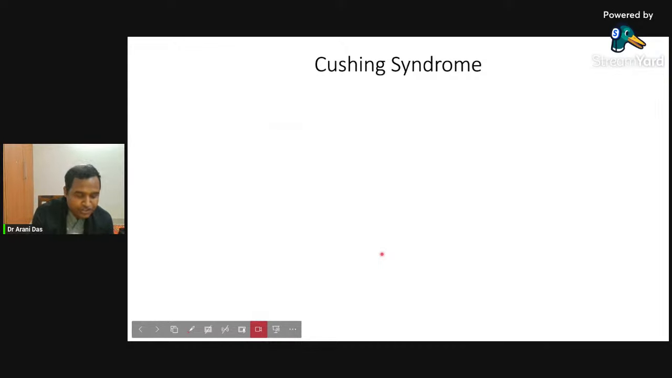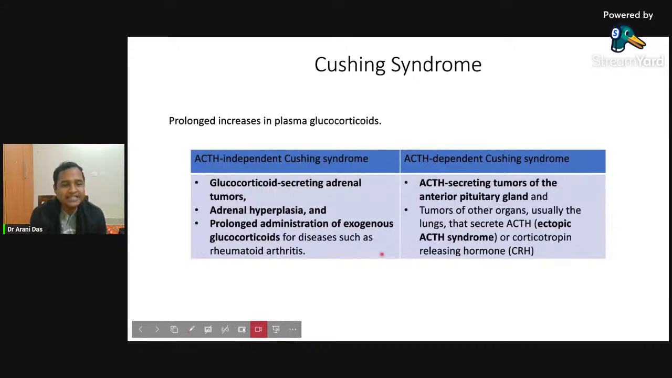Now, to start with Cushing syndrome, in one word, Cushing syndrome is a prolonged increase in plasma glucocorticoid. It has mainly two types of pathology: ACTH independent Cushing syndrome and ACTH dependent Cushing syndrome. What is the meaning of ACTH independent? Here, the primary defect is at the level of the adrenal only. The causes are a glucocorticoid secreting adrenal tumor, adrenal hyperplasia, or prolonged exogenous administration of glucocorticoid for treatment of any disease. That means the primary problem is in the adrenal gland itself.